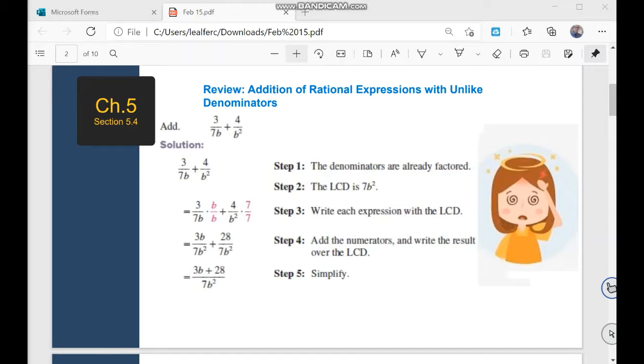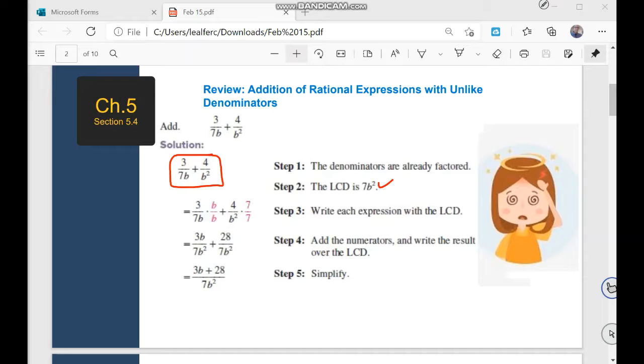Step number 1, you will factor out all the denominators. On this example, we don't need to factor out, they are already factored, so it's 7b and b squared. Now, step number 2, you have to find the least common denominator. And if you check this, the least common denominator on the example is 7b squared.